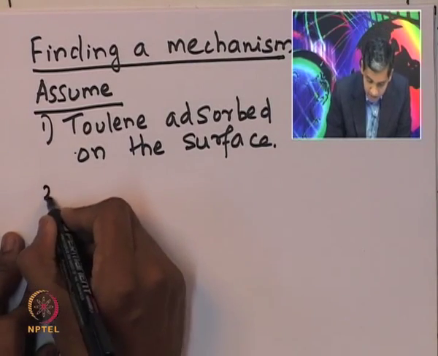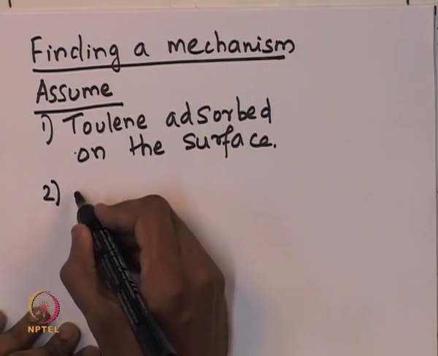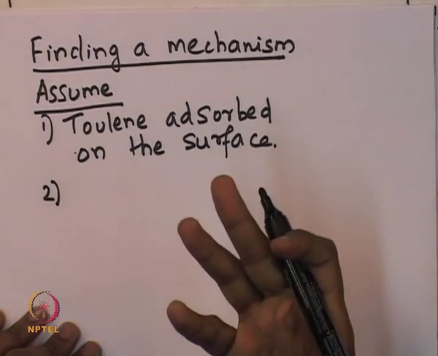Okay. Then, the second important assumption we will make is that the toluene which is adsorbed on the surface reacts with the hydrogen which is present. Because the partial pressure of hydrogen affects the reaction rate linearly, we will assume that the reaction actually occurs between the toluene which is adsorbed on the surface and the hydrogen which is present in the gas phase.